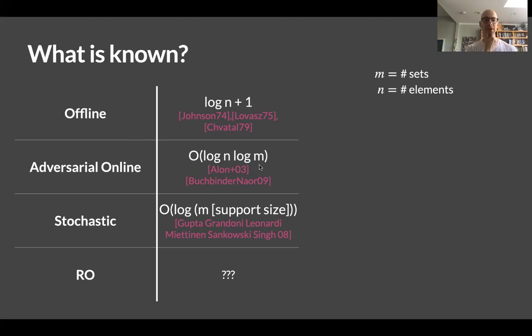I'll mention one more related result, which I'm calling the stochastic version of this problem. So in a 2008 paper, Anupam and a group of co-authors show that if you assume that you're playing online set cover, but you assume that the elements are being drawn IID from a known distribution, then you can avoid the double log, and instead you can get log m times the support size of that distribution. All right, so what can you do in random order? Well, there's some reason to believe that you can't beat this log n times log m, and we'll talk about those reasons in the future.